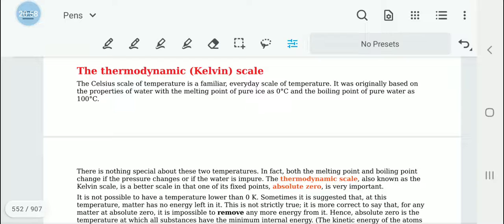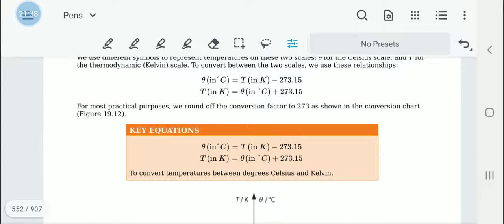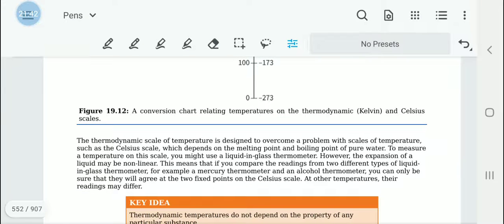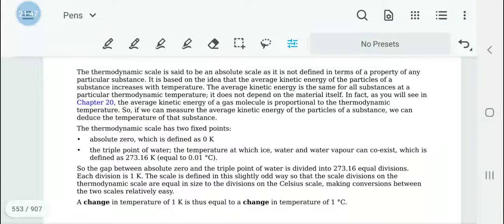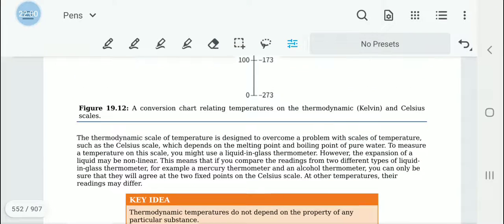Leave a line and write. It has two fixed points: absolute zero (the point at which it is impossible to remove any energy from matter), and the triple point of water (at 273.16 Kelvin or 0.01 degrees Celsius, water can exist in all three states).